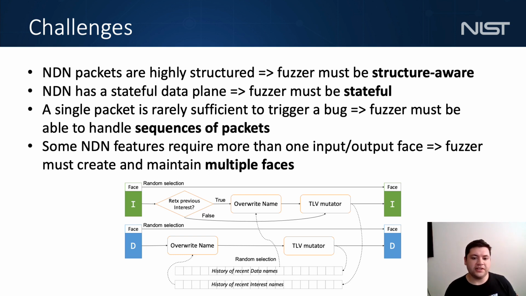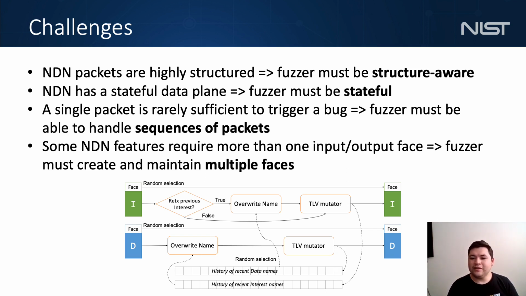The second challenge we came across is that NDN has a stateful data plane. Therefore, the fuzzer must also be stateful. This has various implications on the design of NFDFuzz. For instance, we maintain a history of packets that were recently sent to the forwarder, so we can test unique NDN features such as retransmission suppression, Interest aggregation, and content caching.